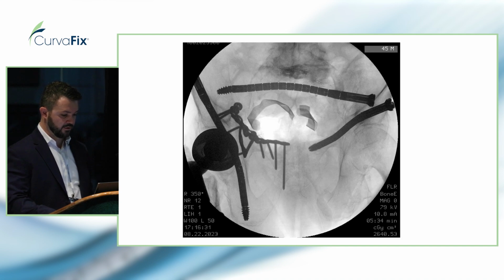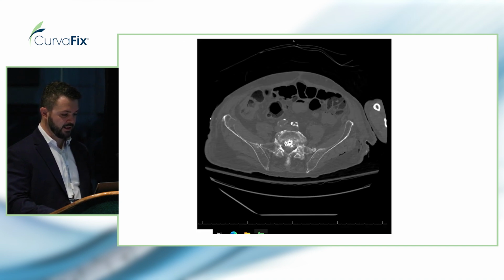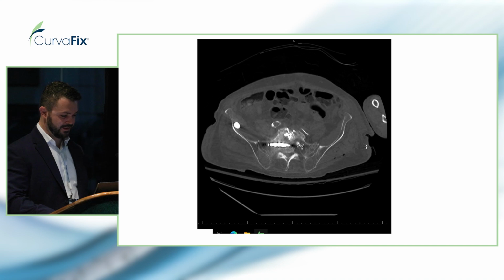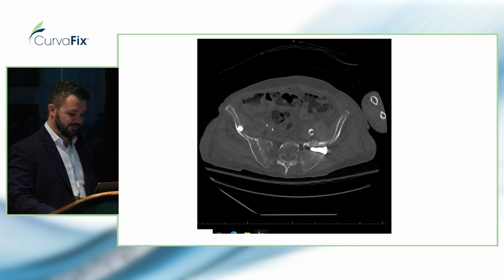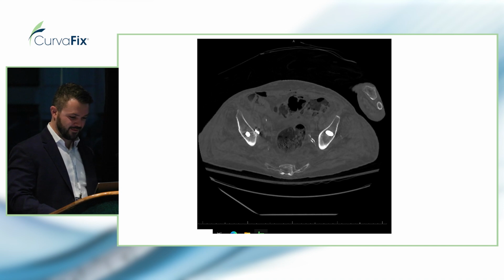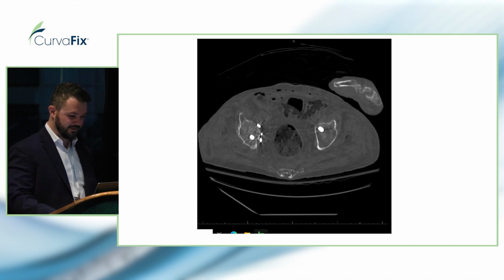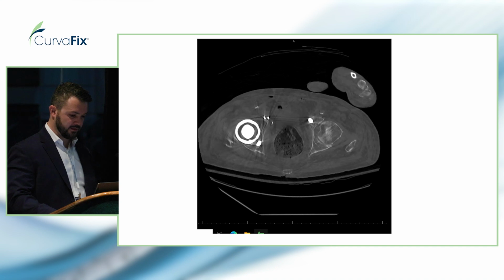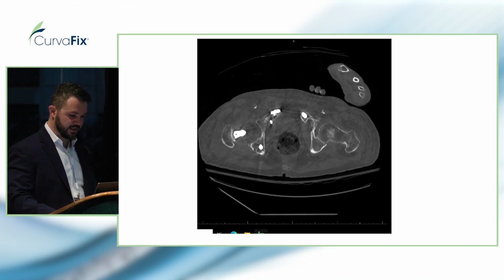Here are our final fluoroscopic images showing our AP, inlet, and outlet of the implant. Trauma team actually got a post-operative CT scan, which was serendipitous for us. It allows us to kind of nerd out and see how our intraosseous placement of our curved implants and following it down the posterior column there, as well as our anterior column, ensuring a safe passage here.